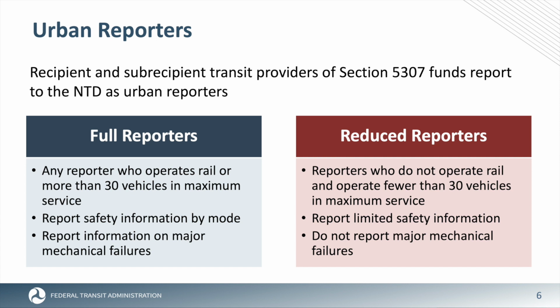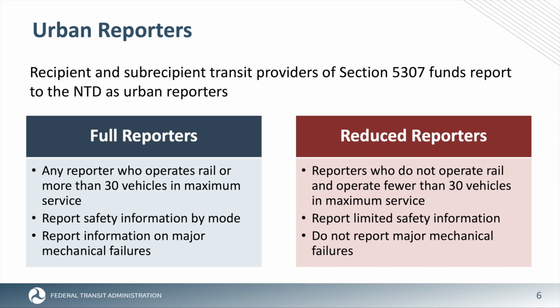So if you operate rail service, you're a full reporter. But it also includes any transit agencies who operate more than 30 vehicles in maximum service. Now, if you are a full reporter, so you're this urban transit agency, I've got over 30 vehicles in maximum service. Well, this means that I'm going to report ongoing, detailed safety data by mode.